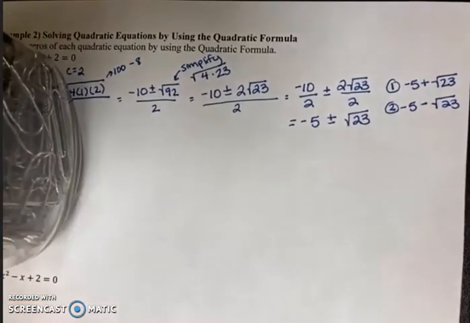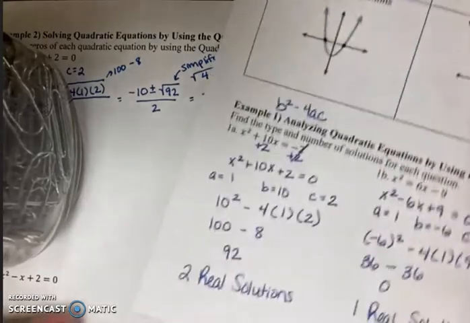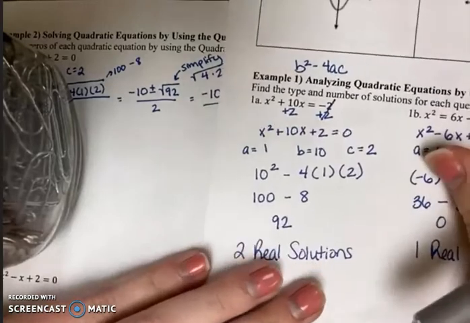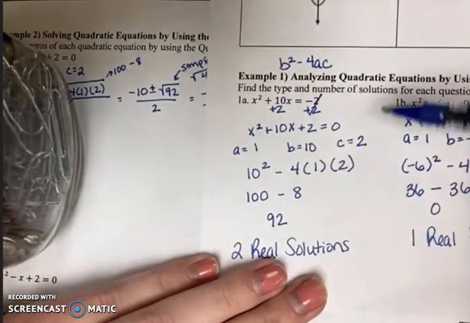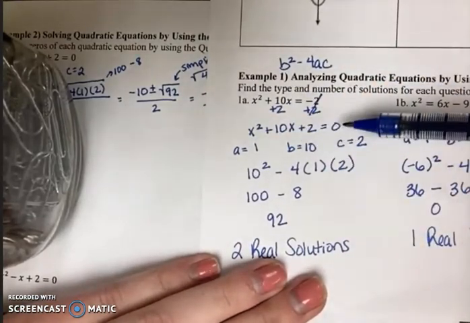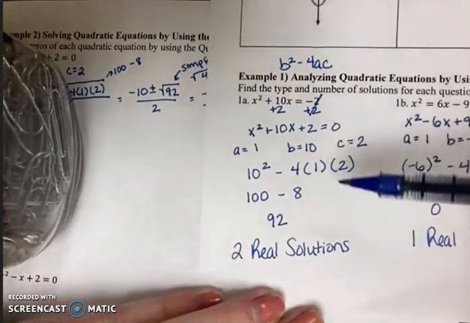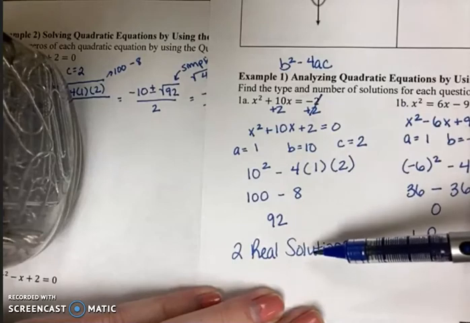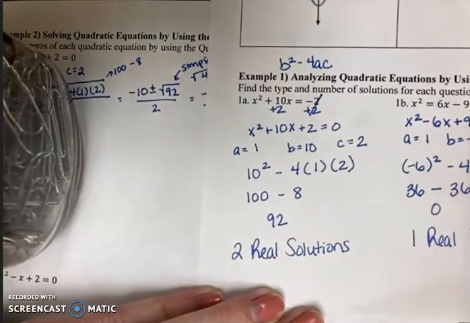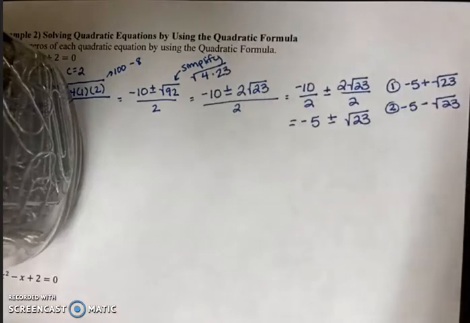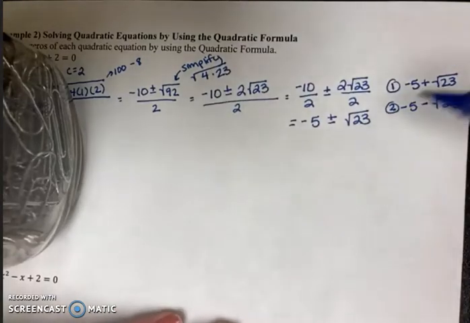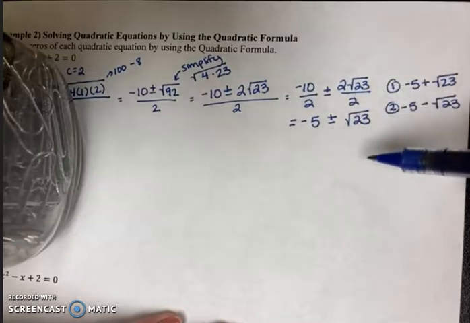Now I do want to point out that on the front page, for example 1a, we had x squared plus 10x plus 2, which is what we just solved using the quadratic formula. Now we did say that we would have two real solutions because the discriminant was positive. And notice I do have two real solutions. I have no imaginary numbers here.